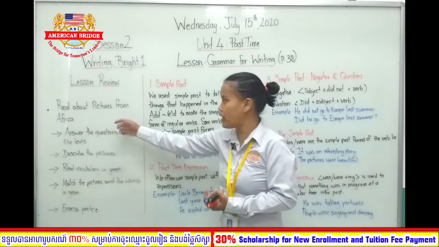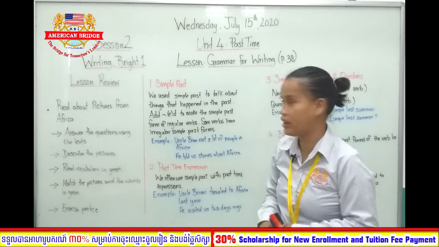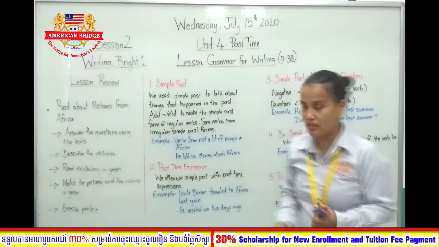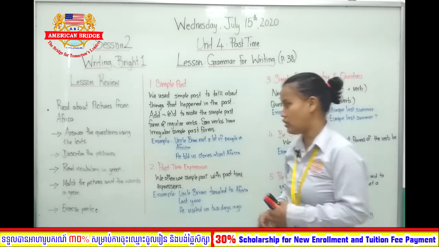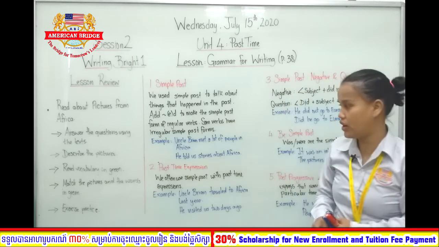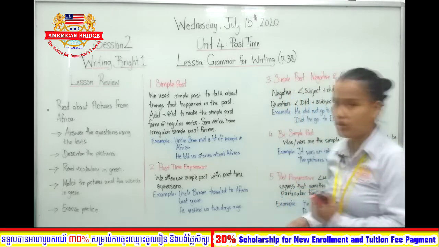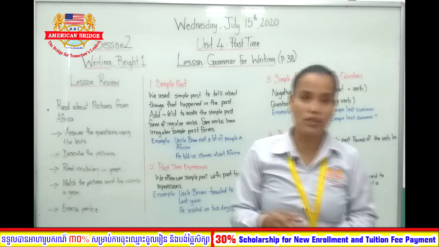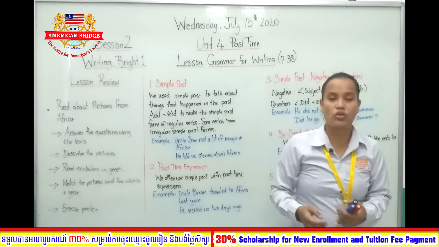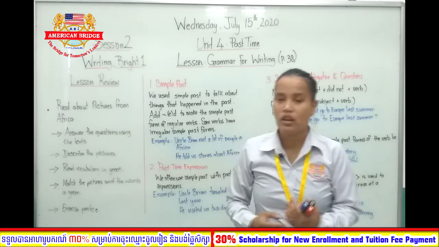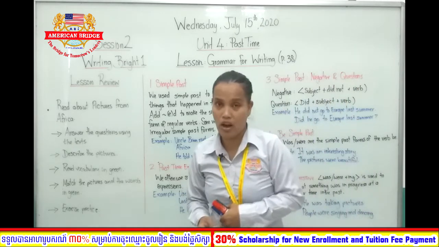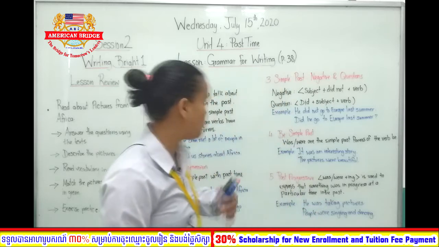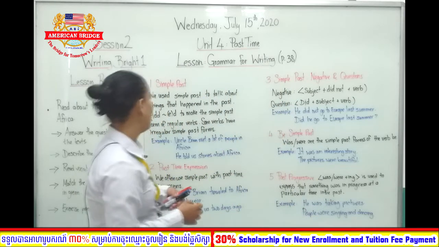So remember we were reading the story about pictures from Africa. We answered the questions using the text. We described the pictures. We read the vocabulary in green. We matched the pictures and the words in green. And we did some exercise practice as well. And you also did some homework based on that story as well, right? All right. Okay, so we're not going to go too long on that. So let's move on to today's class.